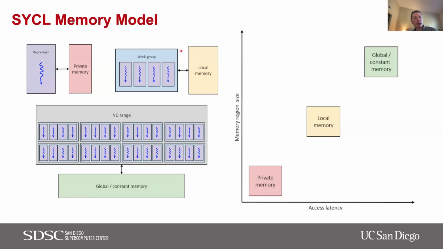The local memory is accessible by all work items in a work group. That's similar to all the threads in a block in CUDA language. And then you have the ND range where all your running threads can access the global and the constant memory. And so I hope this was a useful overview and introduction to SYCL.